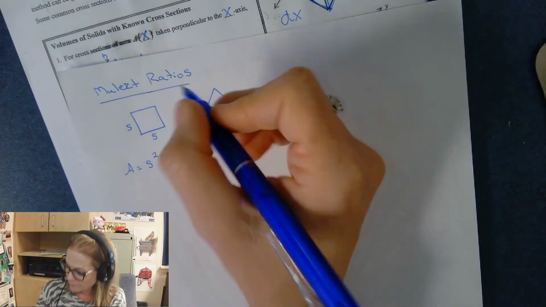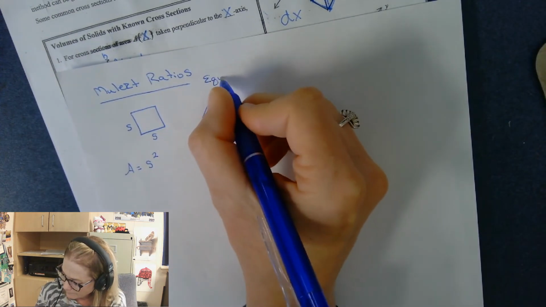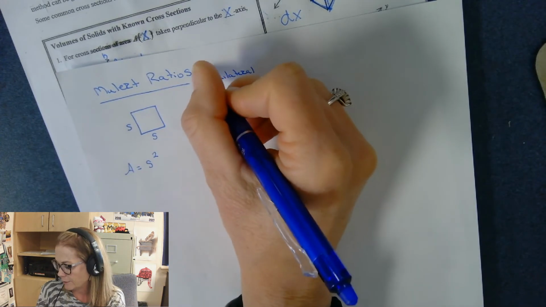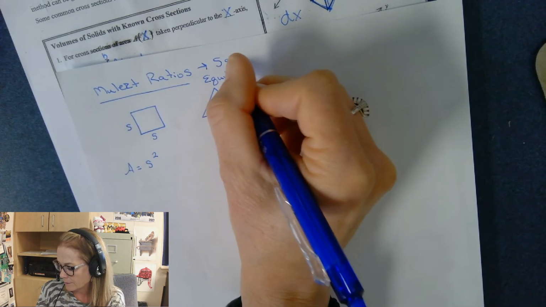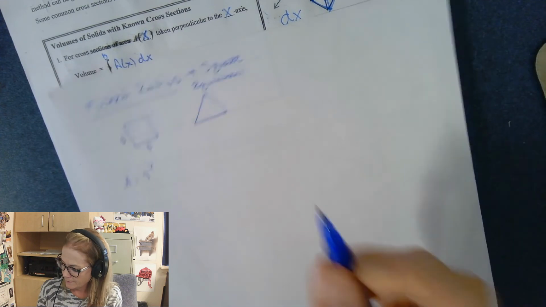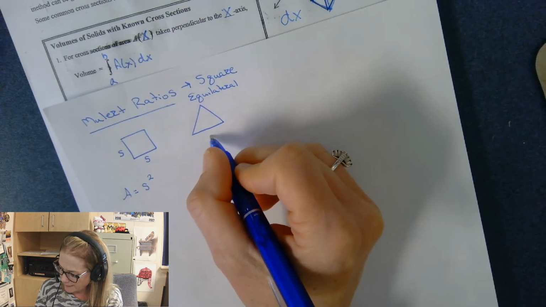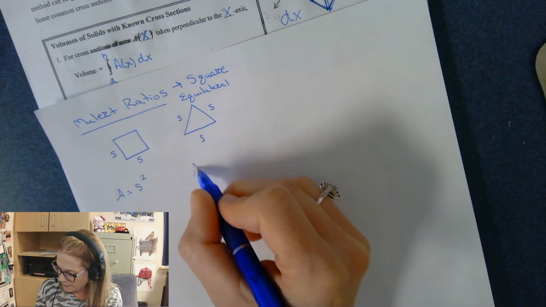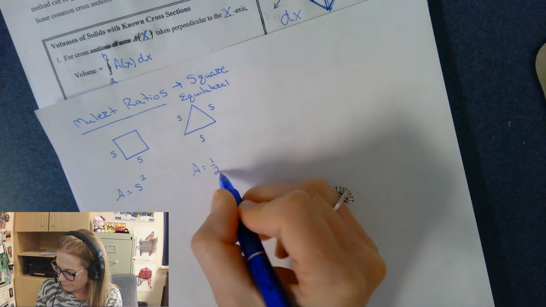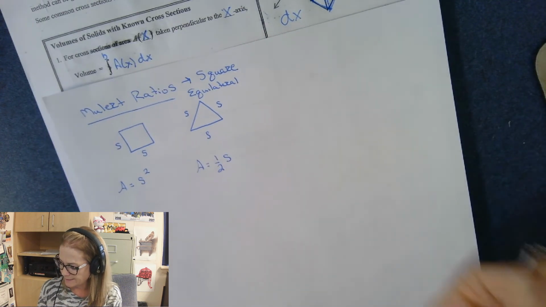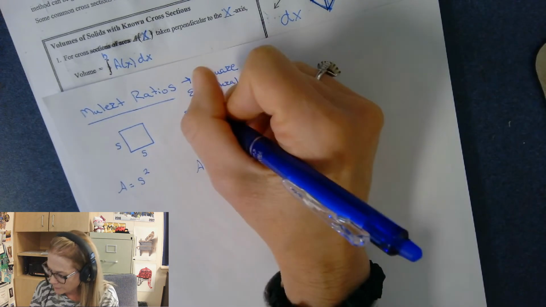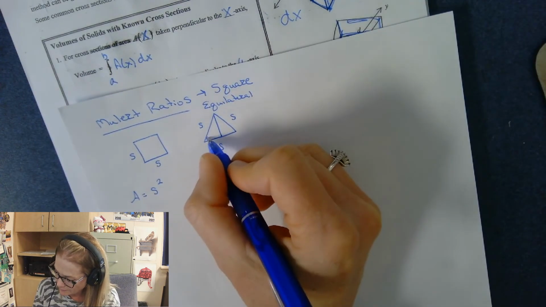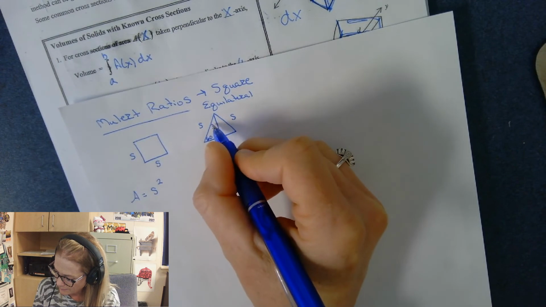So this is an equilateral. It's molar ratios to the square, right? You're comparing it to the square. If this were equilateral, this would be S, and this would be S, and this would be S. So area would be 1/2 base times height. The base is S, so we have to get this height. This height has a 60-degree angle here and a 30-degree angle here.